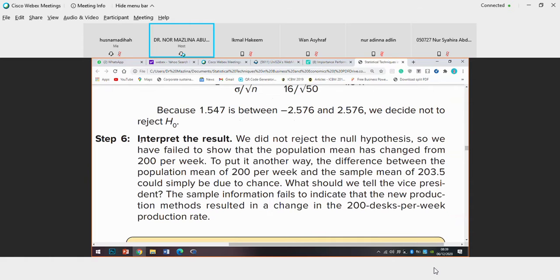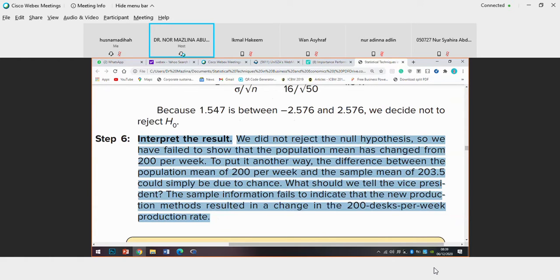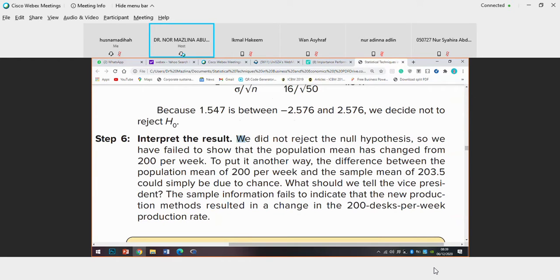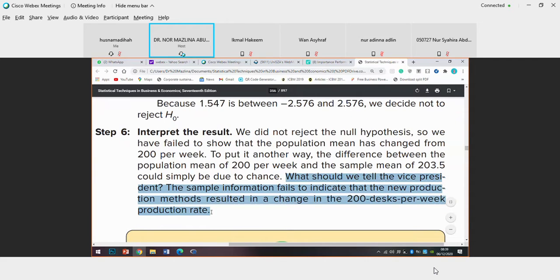And then lastly, this is also the most important part, in which you would like to interpret the result. Since we did not reject the null hypothesis, we have failed to show that the population mean has changed from 200 per week. So what does this mean? We can tell our boss that the sample indicates that the new production method does not result in a change from 200 desks per week.